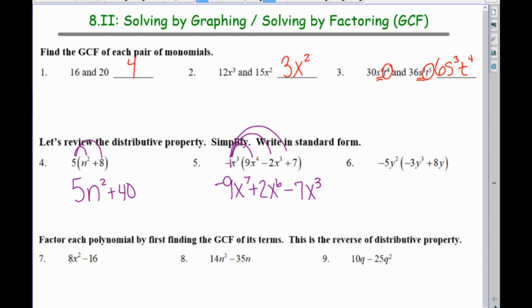All right, if you need to, press pause and keep trying. But here I'm going to multiply. So negative 5 times negative 3 is 15. Y to the 2nd times y to the 3rd is y to the 5th. We add those. Negative 5 times 8 is negative 40. Remember, this is like y to the 2nd, or excuse me, y to the 1st. So y to the 2nd times y to the 1st is y to the 3rd.